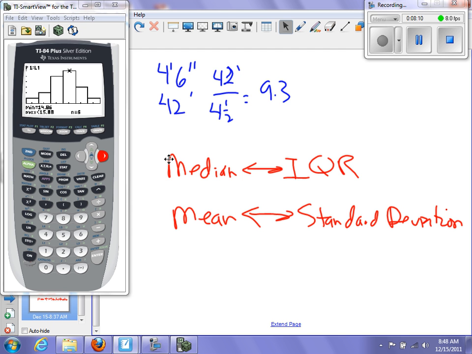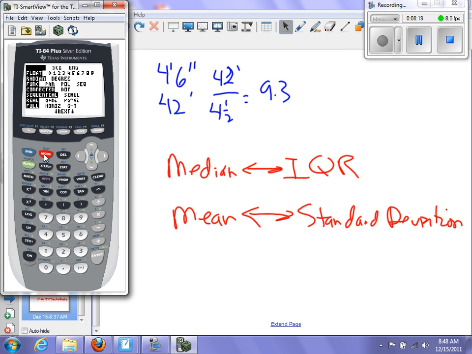I need to give an appropriate numerical summary. So I'm going to quit this. Second, quit. Okay, I don't want mode. I want to quit. Go away. Okay, I'm going to clear my screen, and I'm going to go stat. Remember this important one, right? I'm going to go stat, go to calc, and push 1 for variable statistics.